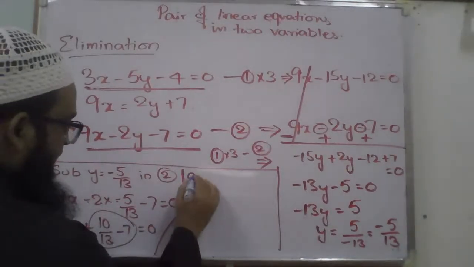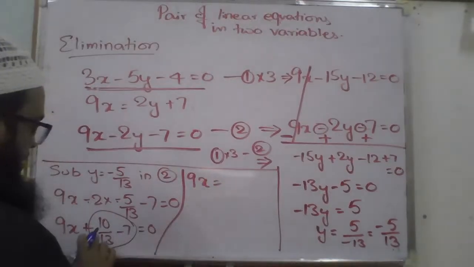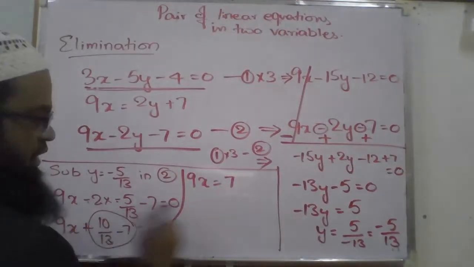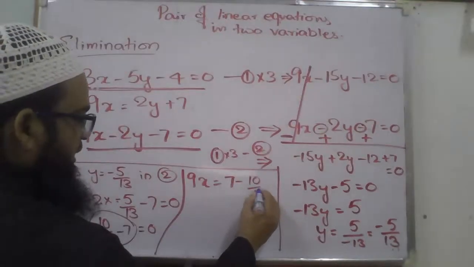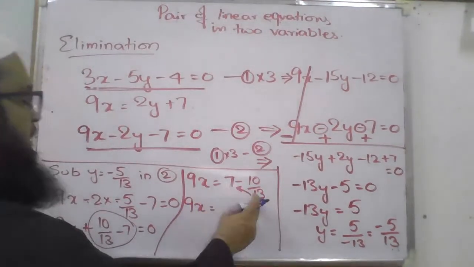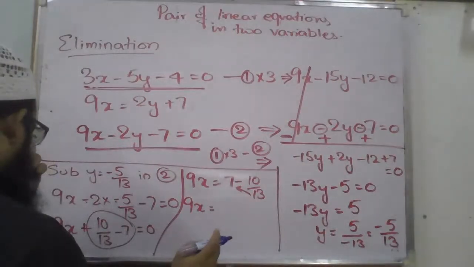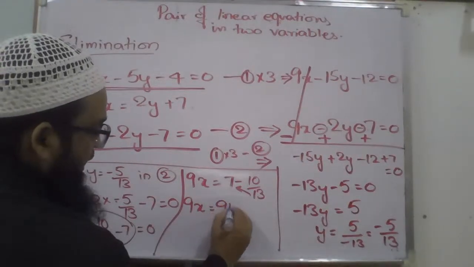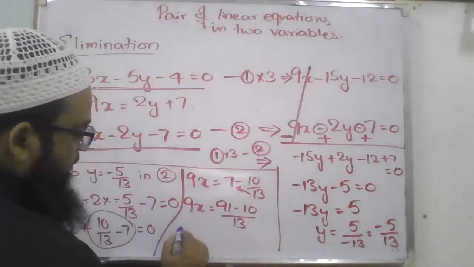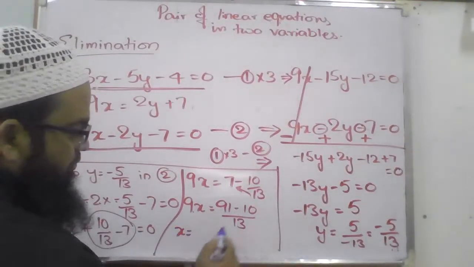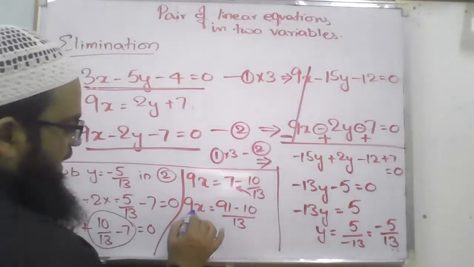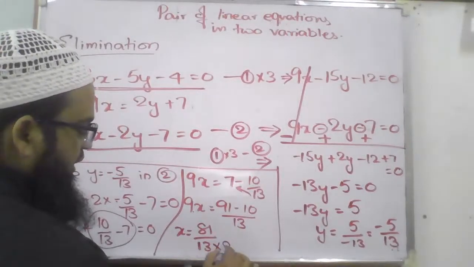Transpose these two constants to the right hand side. So what happens? 9x is equal to minus 7, it becomes plus 7, and 10 by 13 you have positive, it becomes minus 10 by 13. So when you take LCM, 9x is equal to 13 sevens are 91, so 91 minus 10 by 13. So when you transpose 9, x is equal to 91 minus 10, 81 by 13, and 9 is in the numerator, so it comes to the denominator.